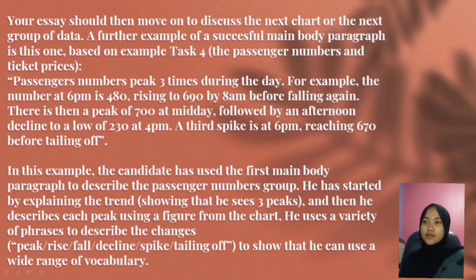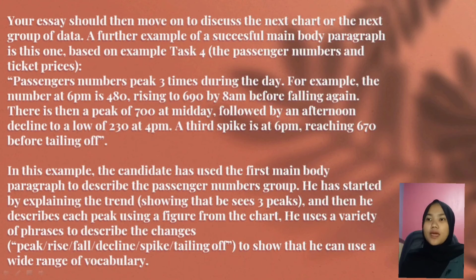There is then a peak of 700 at midday, followed by an afternoon decline to a low of 230 at 4 p.m. A third spike is at 6 p.m., reaching 670 before tailing off.